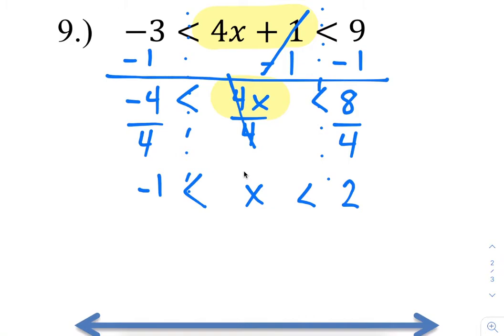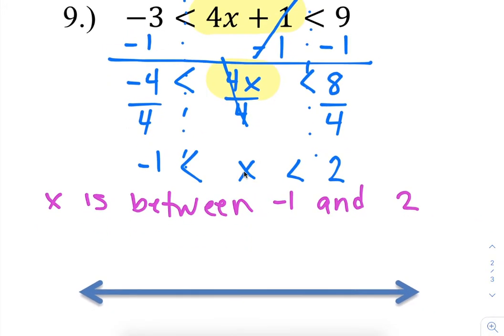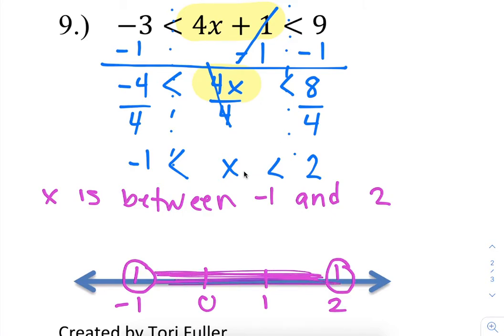So if I read this, I'm going to write it in words. I'm saying x is between negative 1 and 2. So if I was graphing this, I only need to have numbers from -1 to 2. I'm not including -1, it's an open circle, no equal. Not including 2, it's an open circle, no equal. And I am only including the x's that fall in between them. That's what that graph would look like.